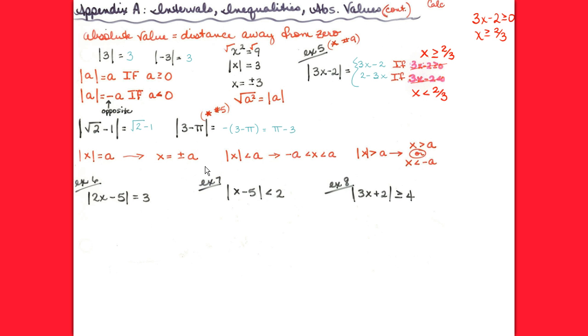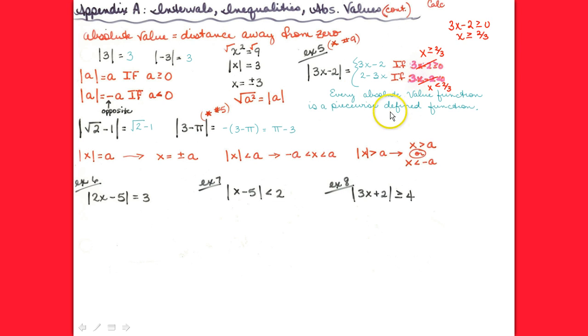So let's look at example number 6. Just a reminder up here in your notes that every absolute value function is going to be a piecewise defined function. All right, so let's take what we had in our absolute value here and set it equal to both a positive and a negative of what's on the other side. So we'll have 2x minus 5 is equal to both a positive and a negative 3. So I'm going to write that as two separate equations. 2x minus 5 equals 3 and 2x minus 5 equals negative 3.